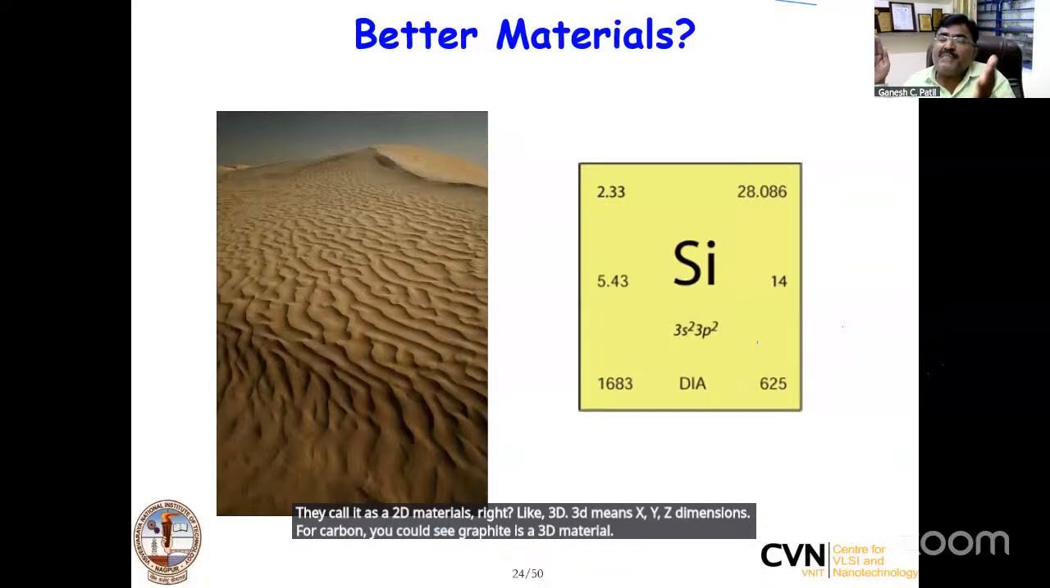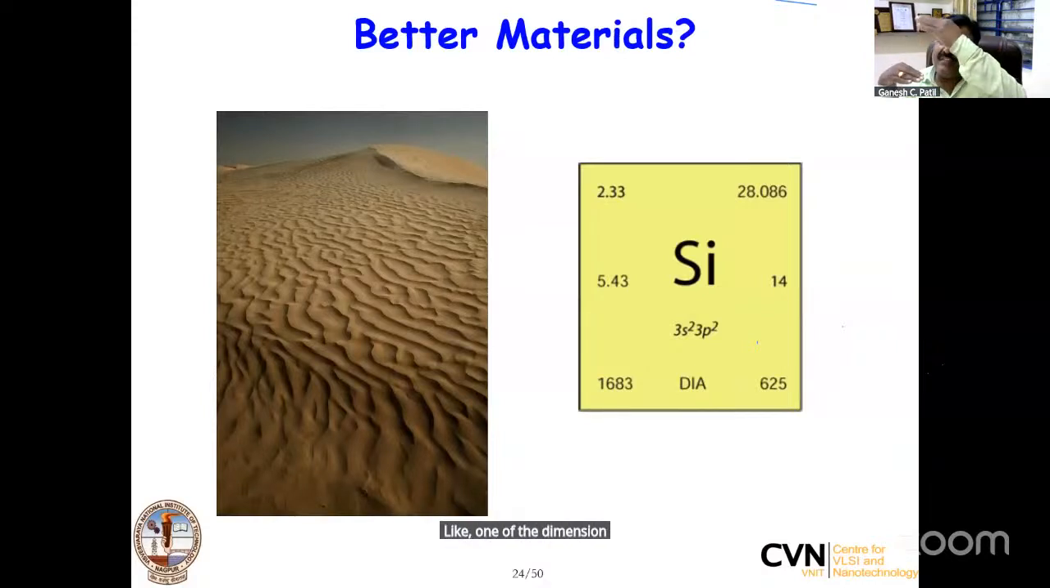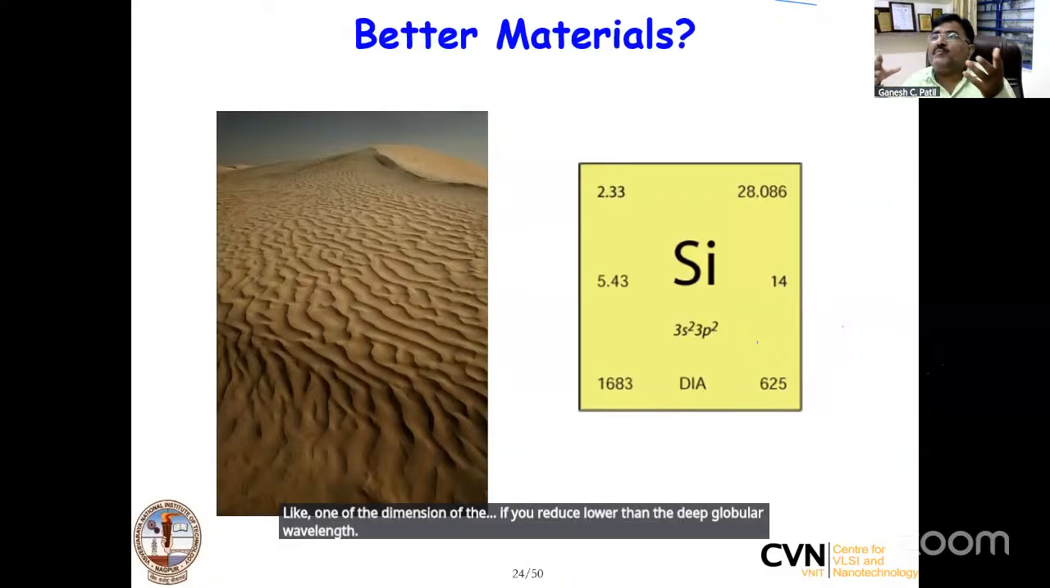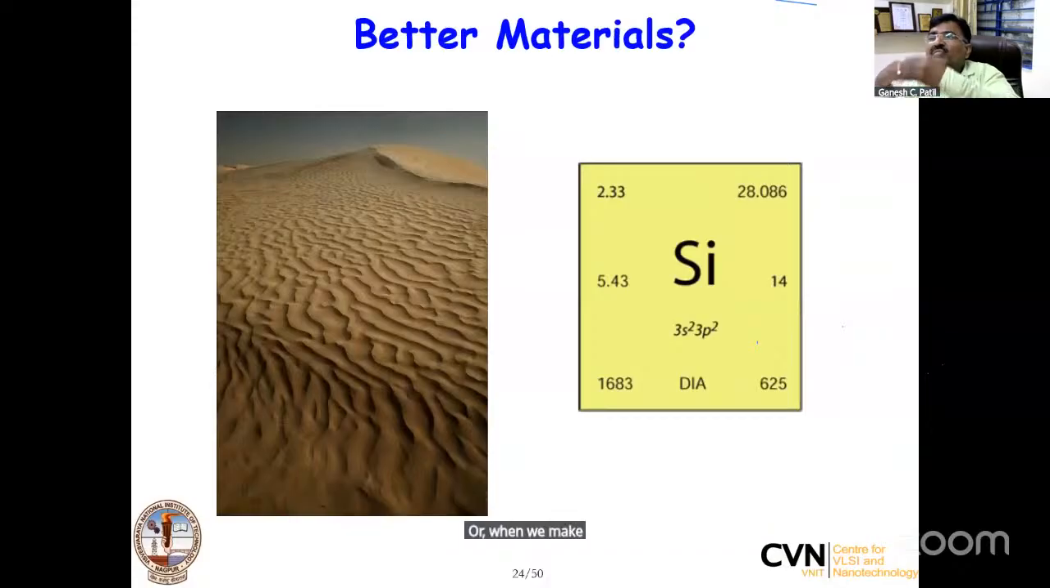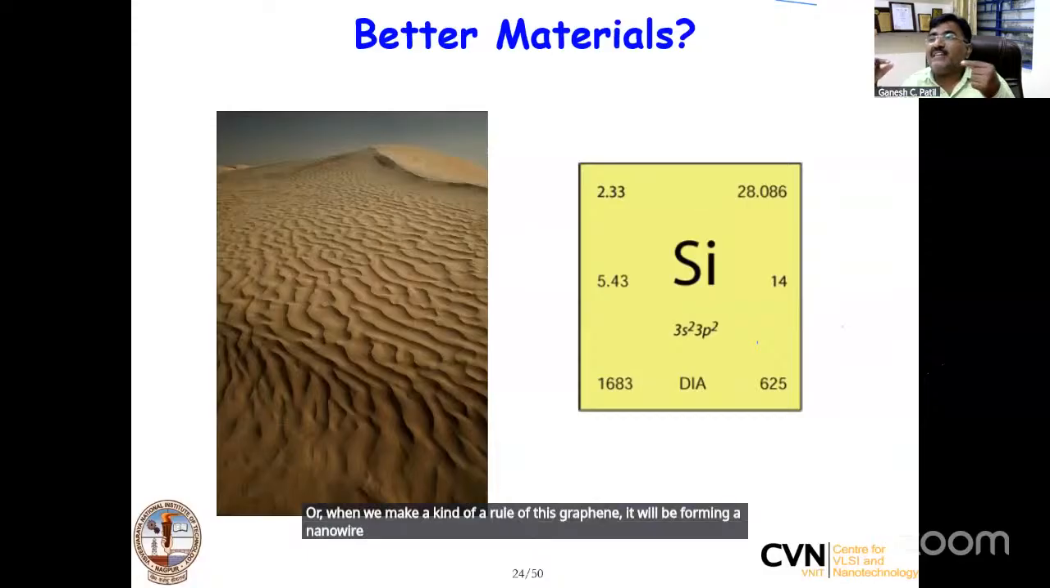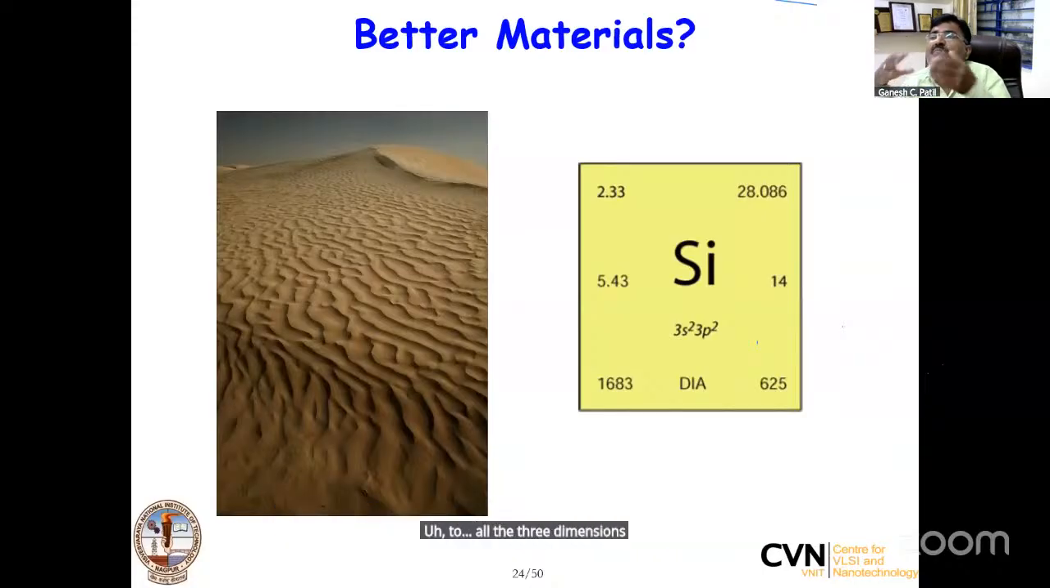If you reduce one of the dimensions lower than the de Broglie wavelength, it will form a 2D material like a plane, right? It will form graphene. Or when we make a kind of roll of this graphene, it will form a nanowire or quantum wire. It will form a carbon nanotube. And when we reduce all three dimensions, it will form a dot.